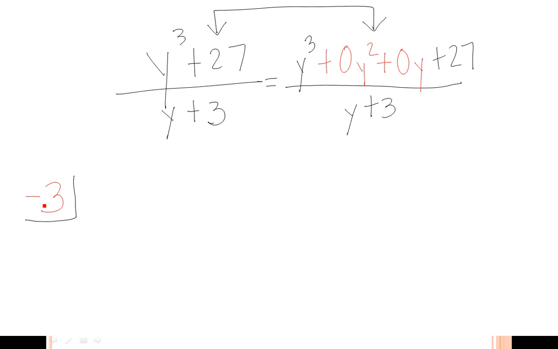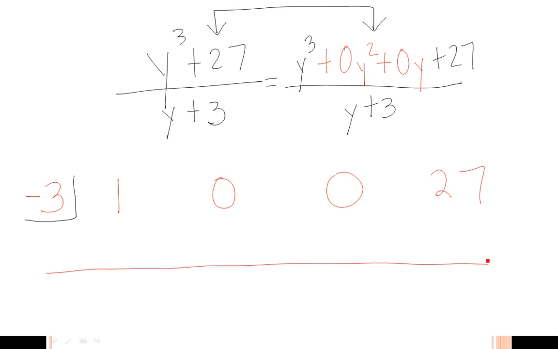So what we need now are the coefficients of your dividend. For y cubed, what is the coefficient in front of y cubed? If you see nothing there, it's considered to be a 1. So 1, 0, 0, 27. Leave a little space and put your line. Always bring down your first number, and then we will do the multiply, add, multiply, add, multiply, add till we finish.